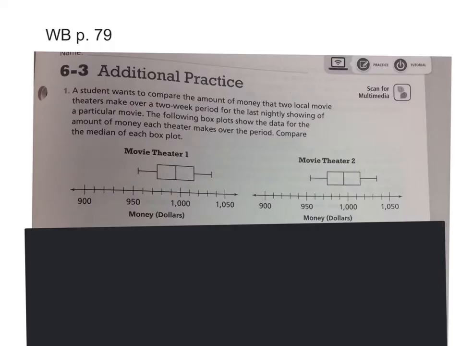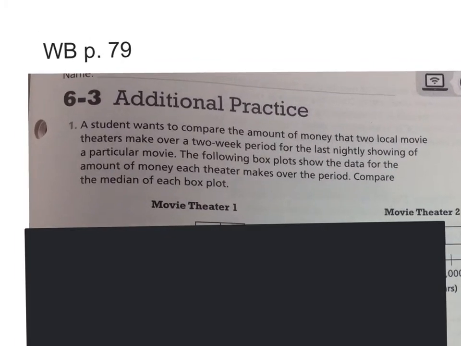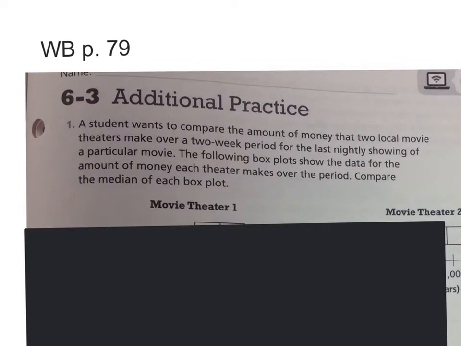We look at workbook page 79. Number 1, a student wants to compare the amount of money 2 local movie theaters make over a 2-week period for the last nightly showing of a particular movie. Following box plots show the data for the amount of money each theater makes over the period. Compare the median of each box plot.